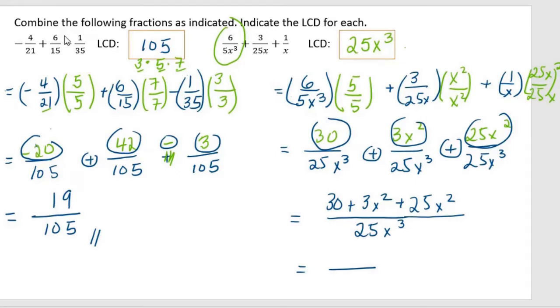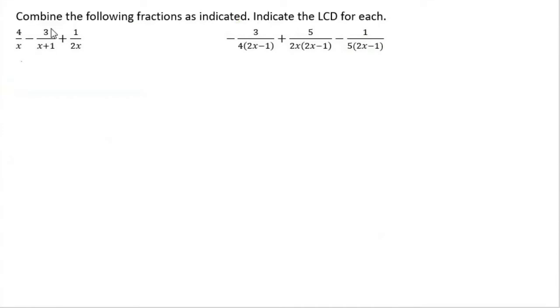Our last step is to ensure that we've simplified anything in the numerator that we can simplify. And we do, in fact, have like terms. 3x squared plus 25x squared is 28x squared. So we have 28x squared. This is a positive 30. So we'll say plus 30 there over 25x cubed.